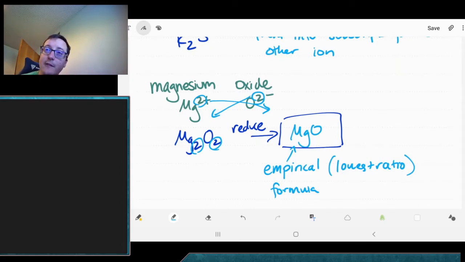All right, so if you are going to use this crisscrossing method, that's great. Just pay attention. If you have subscripts that are divisible by the same thing, you'll want to reduce it if possible. All right, so far so good.